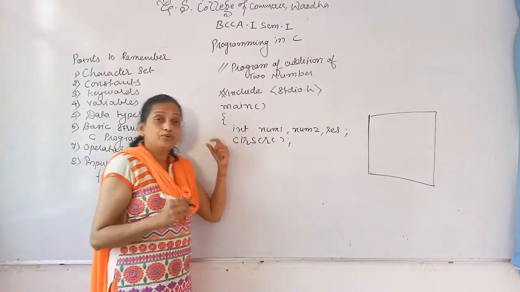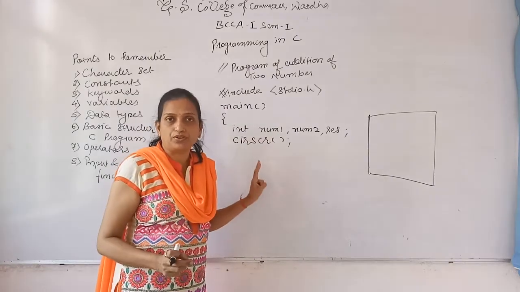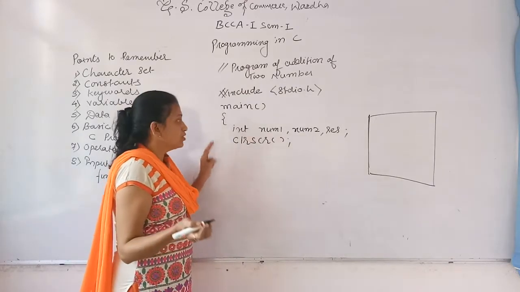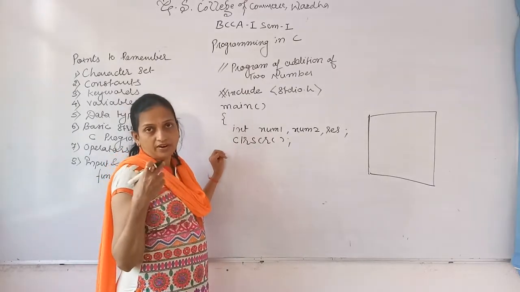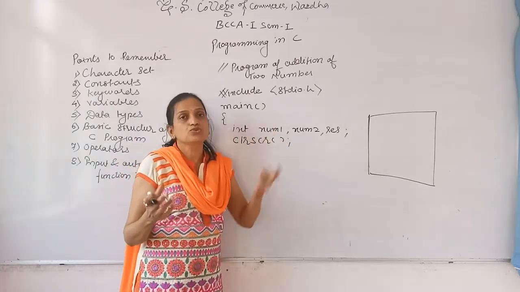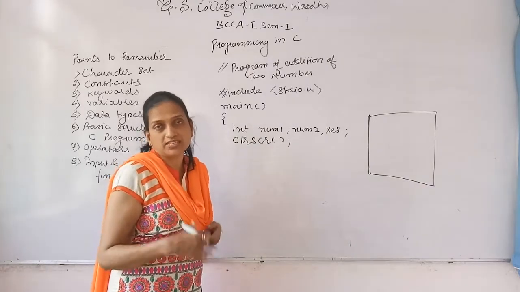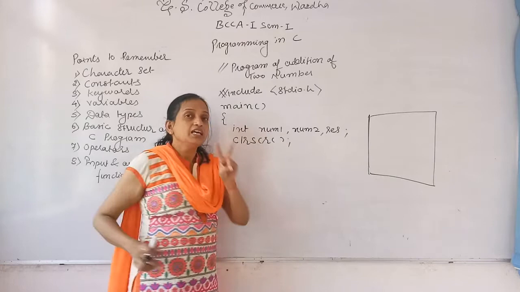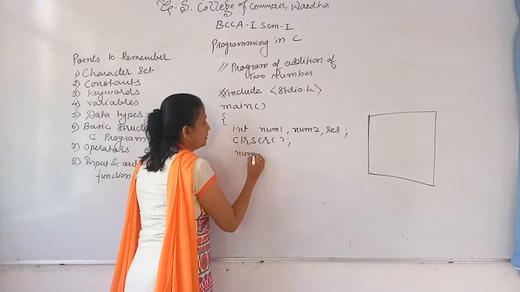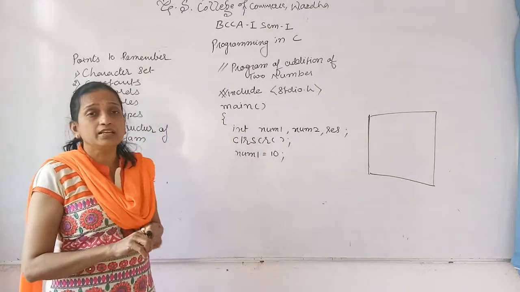Then for addition you have to give two values to the computer. Okay, so for that, what you have to do, you have to assign the value to the variable. Okay, so we can initialize the value to the variable in two ways, by using assignment operator like this, num1 equals to 10, or you can use the input statements.